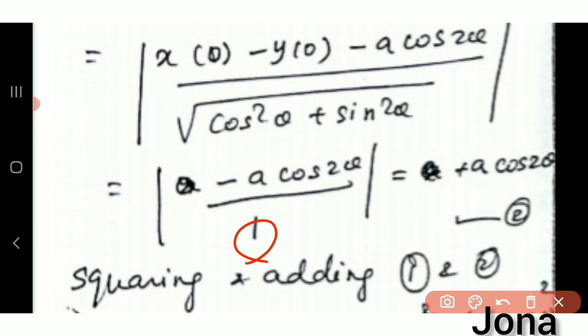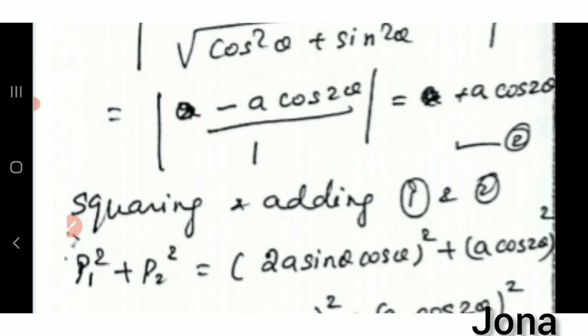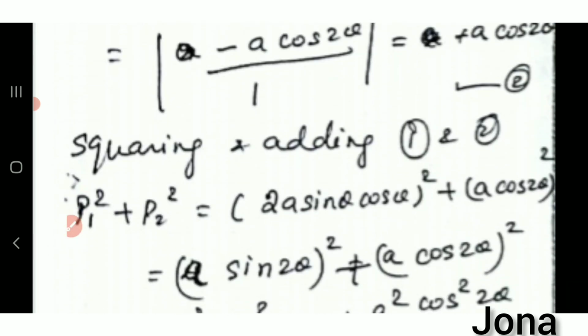At the numerator we have, this is 0 and this is also 0, minus a cos 2 theta only we have there. So in this modulus we can keep this as plus, positive. So a cos 2 theta. So the distance from 0, 0 to the second equation is a cos 2 theta. Now we want to find P1 square plus P2 square, isn't it?